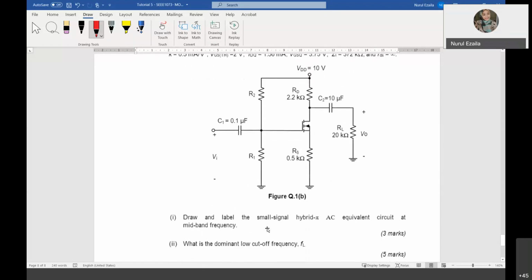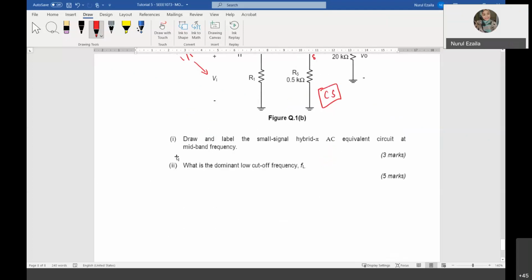So what common is this? Although you don't have V signal, you have V in over there. Therefore, yes, common source. So this is the input and this is the output. Output at the drain, input at the gate, and this is the source. Therefore, this is common source. All right, so draw the AC equivalent circuit.